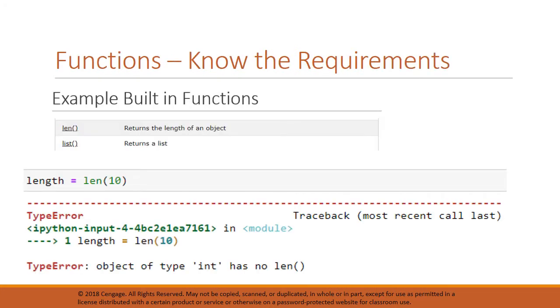It's important when you call a function within your Python program to understand the requirements of that function. For example, we know that the built-in function len returns the length of an object. So if we try to call that function with an argument of the integer 10, this generates a Python error, and the error is that the object of type int has no length. So you cannot call the built-in function len using an integer as a parameter.